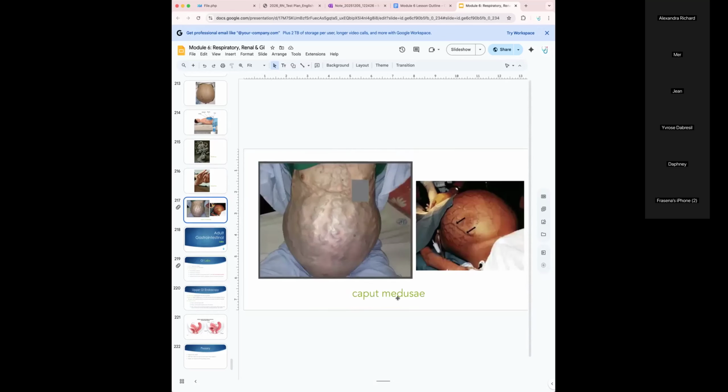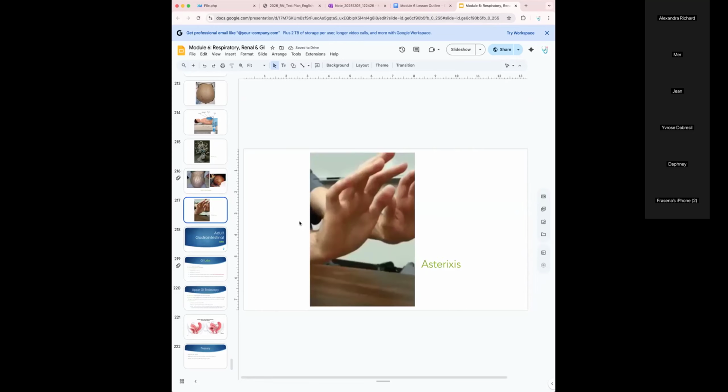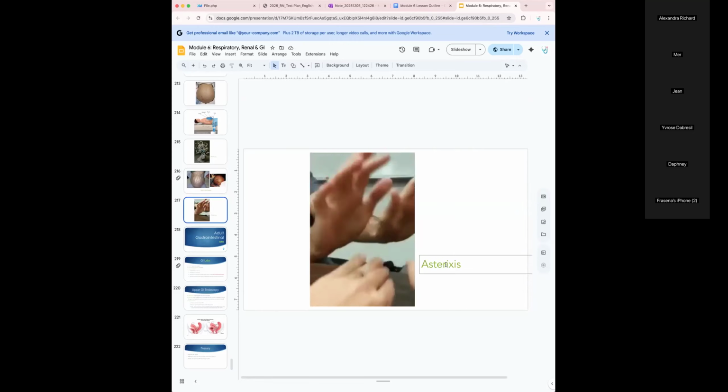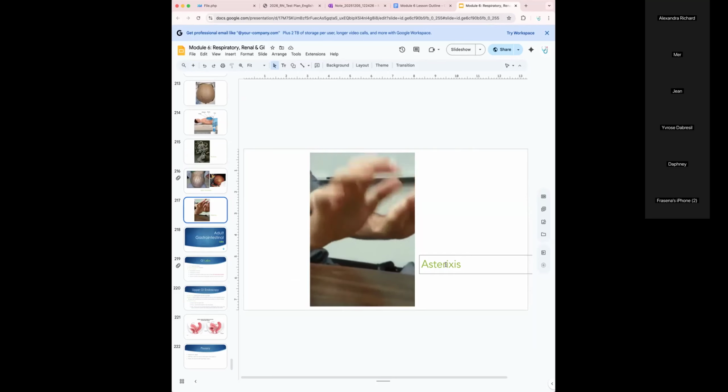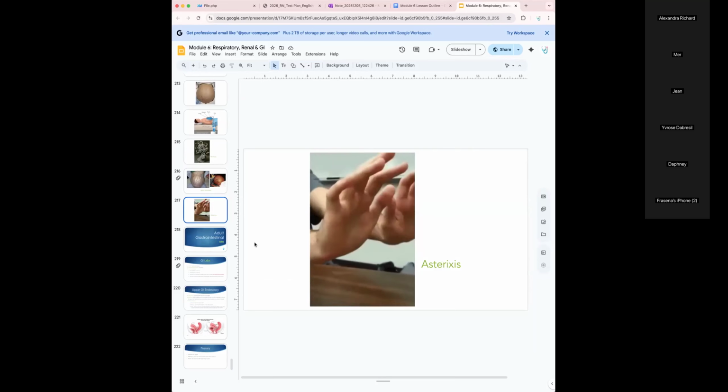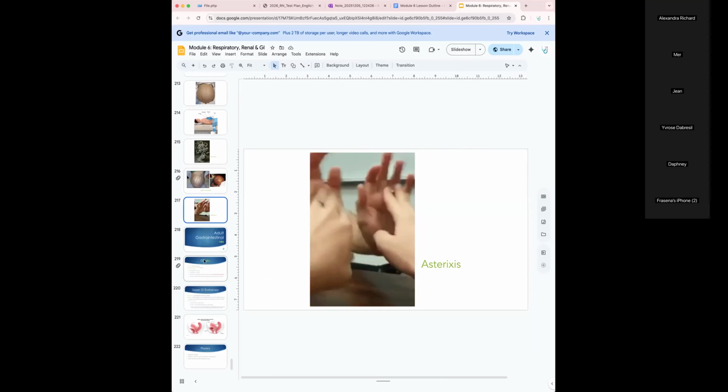So caput medusae is named after her. In somebody with cirrhosis, the veins become so enlarged and engorged that they look like snakes, so they look like her hair, basically. Okay, I don't know how that got out of order, but all right. So that's caput medusae. Then we have asterixis. So this is going to show you asterixis. It's a tremor, like a flapping tremor of the hands. So that's also a sign of cirrhosis.